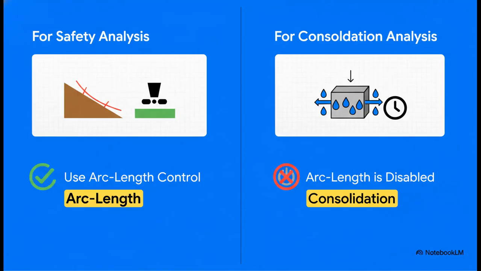So let's boil it all down. The key takeaway is really simple, but it's super powerful. When you're doing a safety analysis, pushing your model to find its breaking point, arc length control isn't just a nice to have, it's pretty much essential for getting an accurate answer. But when you switch over to consolidation, just know that it's turned off for a very good reason, and you've got to keep that in mind when you look at your results.